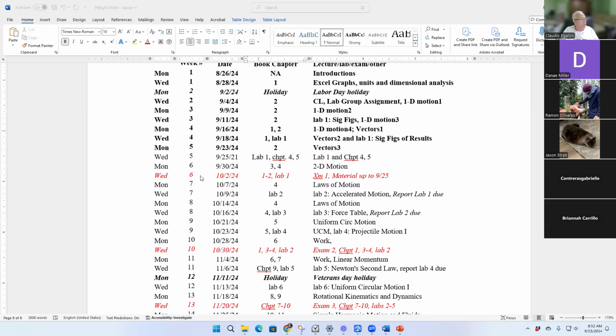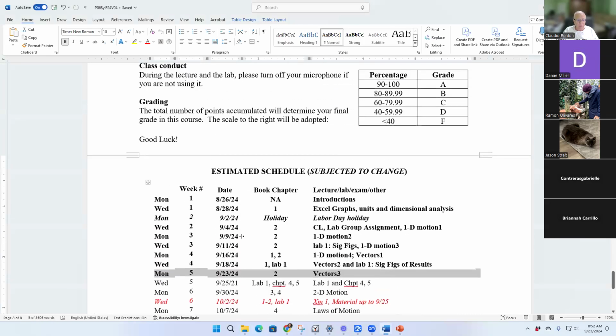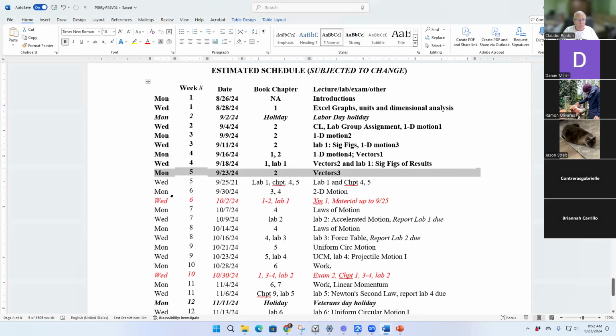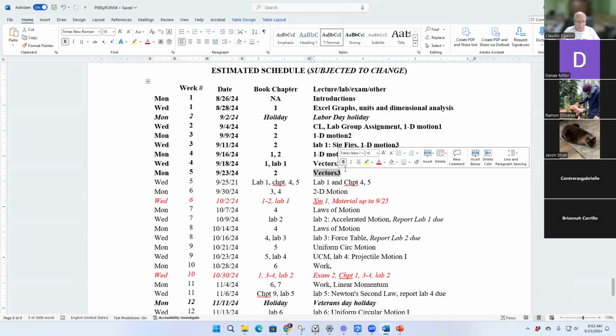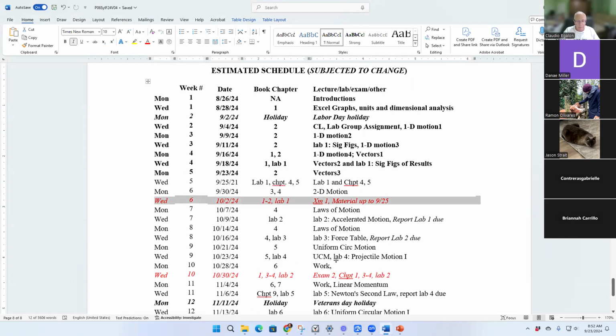Let's start sharing the screen as well. Here you go. What I want to show you here is the schedule of the syllabus. We are writing here. I hope to finish vectors today and maybe start 2D motion even today. Let's see how it goes. But what I want to point out is the exam.